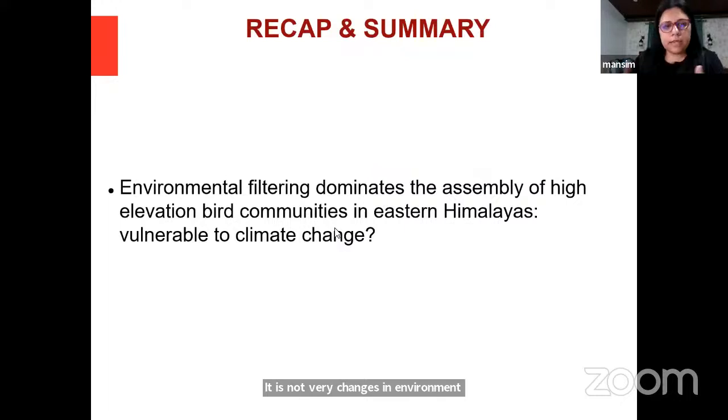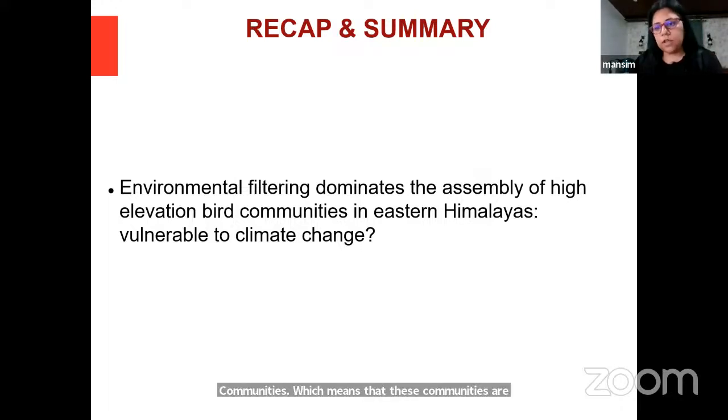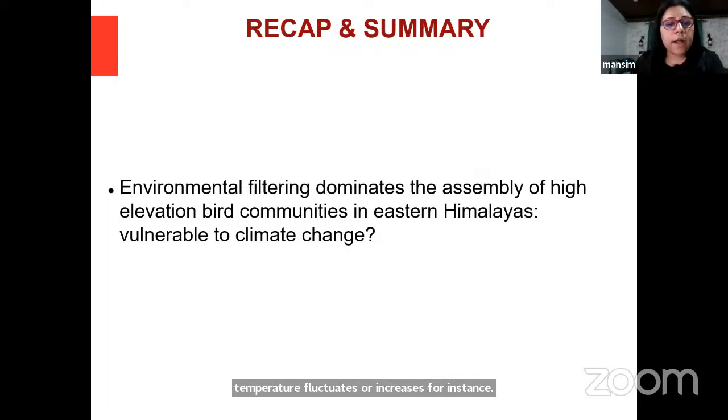So that's your key takeaway recap. Environmental filtering dominates the assembly of high elevation bird communities, or in general, all communities, which means that these communities are actually very vulnerable to climate change. So if your temperature fluctuates or increases, for instance, these communities will either shift to higher elevations in search of lower temperature, or they may actually go locally extinct.